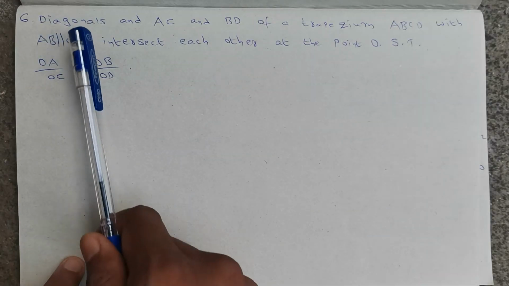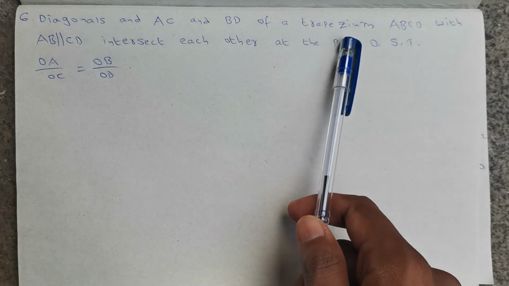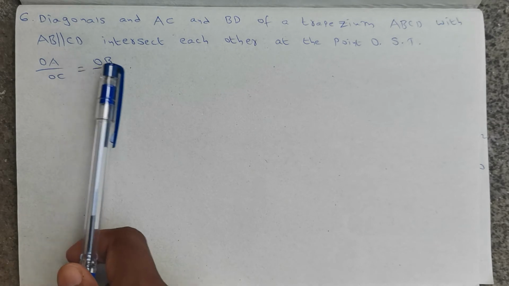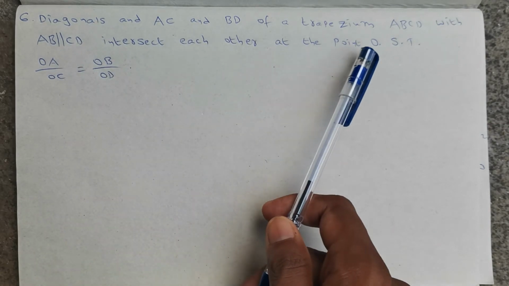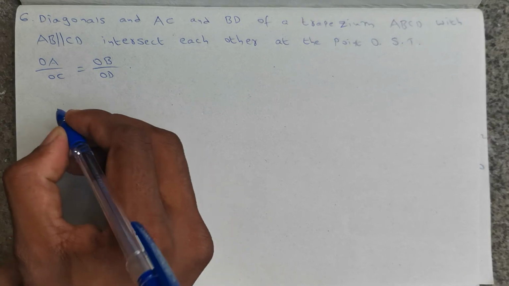Next, question number 6: diagonals AC and BD of a trapezium ABCD with AB parallel to CD intersect each other at the point O. Then show that OA by OC is equals to OB by OD.